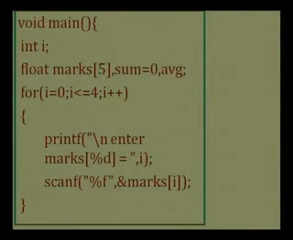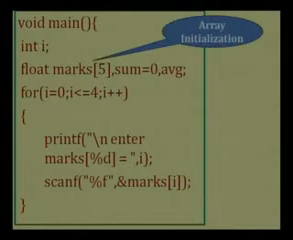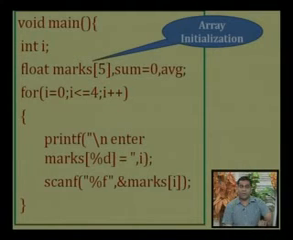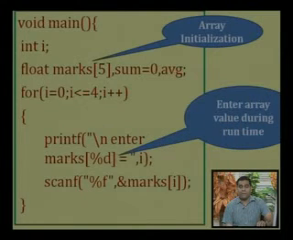Now I'm taking the first variable, integer i. Now see here, I'm just declaring an array: float marks[5]. So here float is the data type, the name of the array is marks, and the size of the array is 5. And taking two other float variables, float sum equal to 0 and float average. Now I will enter the values during runtime.